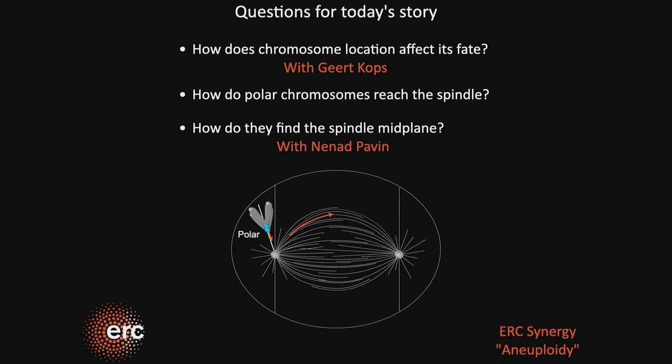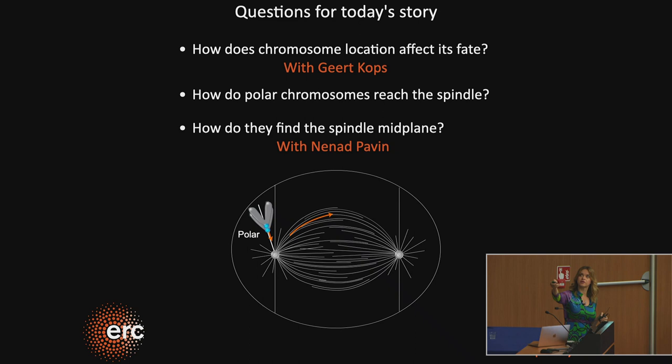And then I will focus on these two questions and show you new mechanisms that we proposed for, first of all, how these polar chromosomes reach the spindle from here to here, and then how they find the spindle midplane, because all the chromosomes need to be nicely arranged at the midplane before they segregate. The first part is a collaboration with the lab of Herd Cops, and the last part is a collaboration with Nenad Pavin, who is giving the next talk.